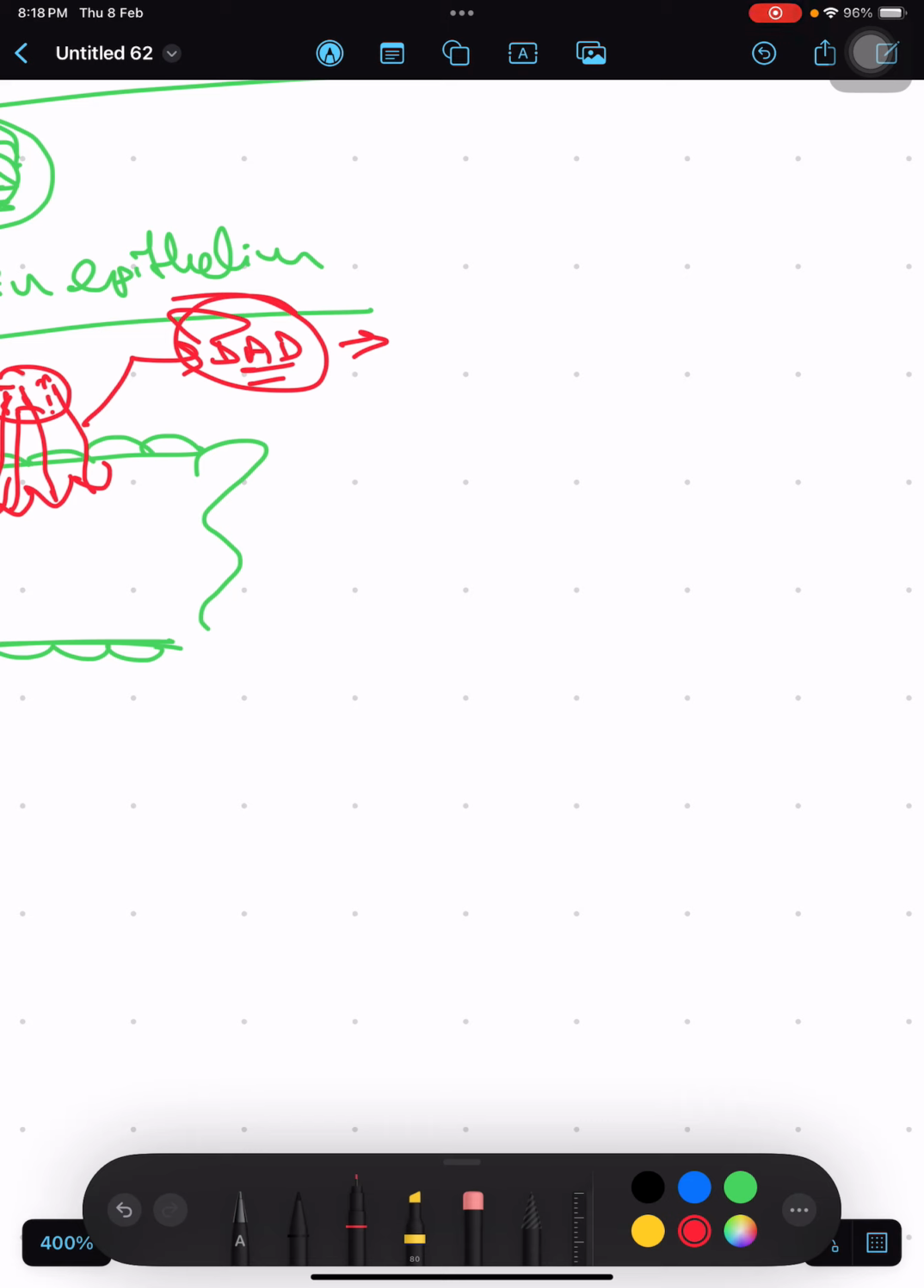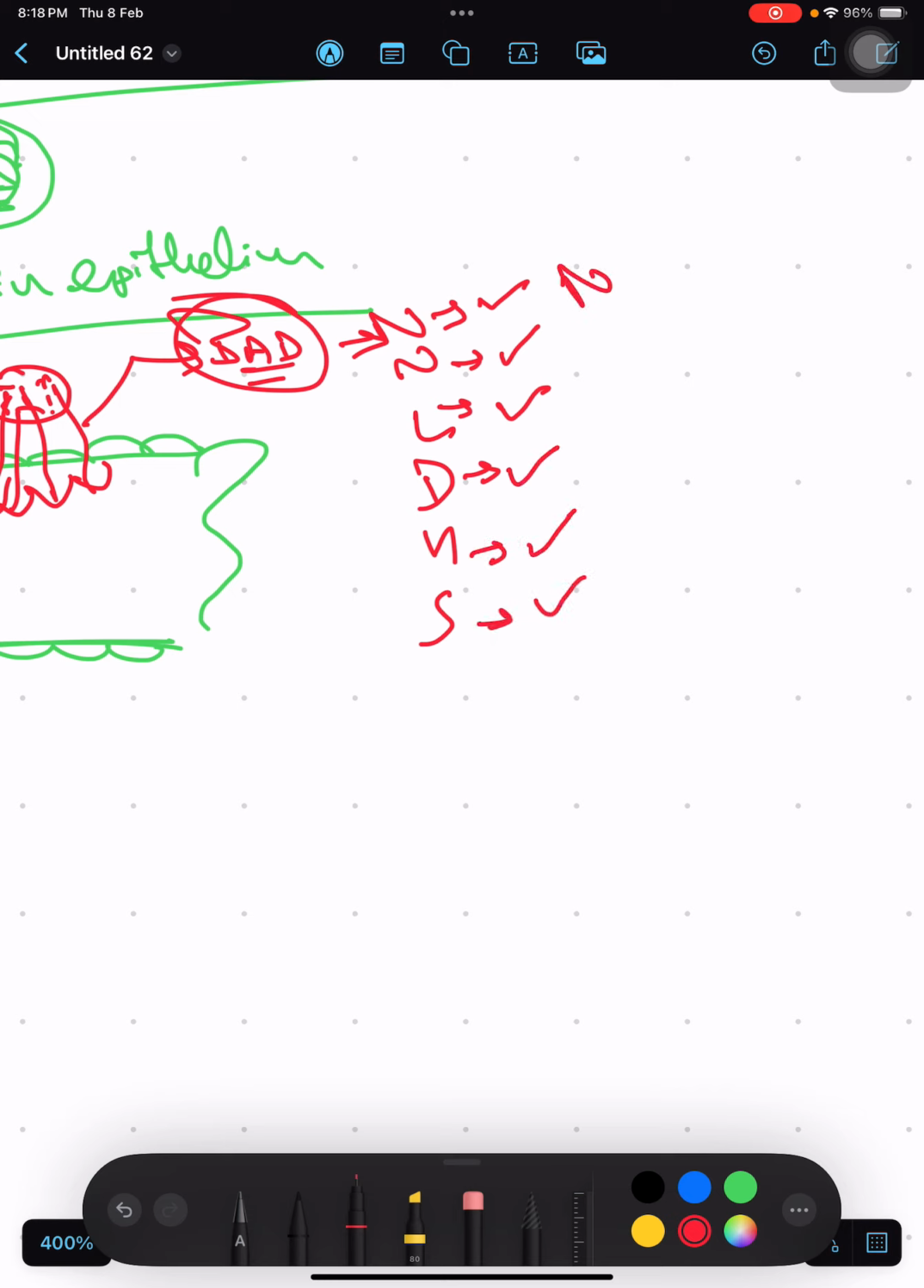You can remember with the mnemonic NLLDHS. Okay, Neisseria gonorrhoeae, Neisseria meningitidis, Listeria, diphtheria, Haemophilus, and Shigella.